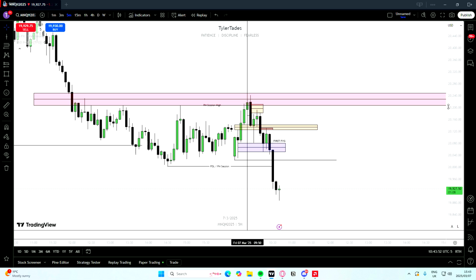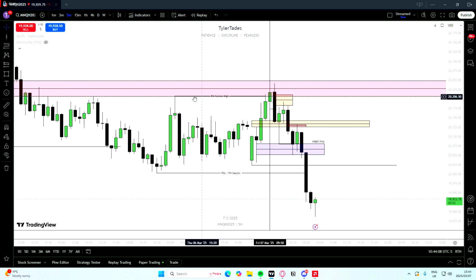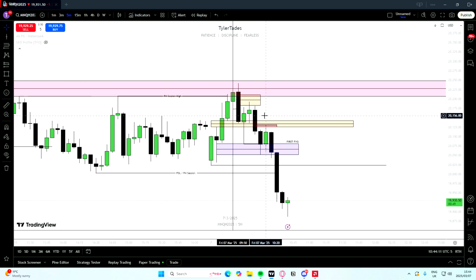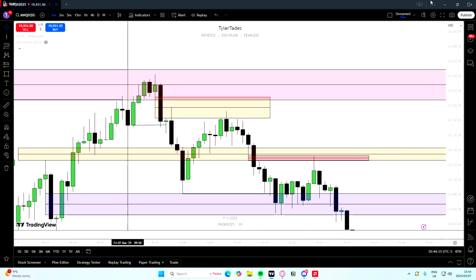So what you do is you mark out the PM session high, which is any time from 1:30 till 4, the highest point between 1:30 and 4 in the afternoon, and the same for the low. So as you can see, my low was here, my high was here. Cutting out all that noise, you can see we've obviously swept it on the 5-minute. And now on the 1-minute, if you have a look here, we broke structure.